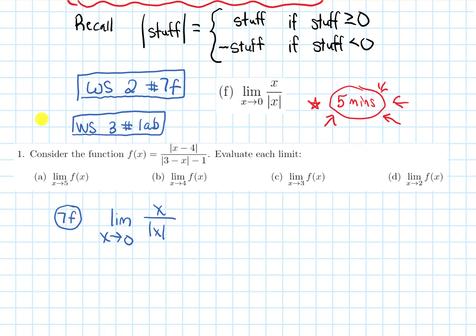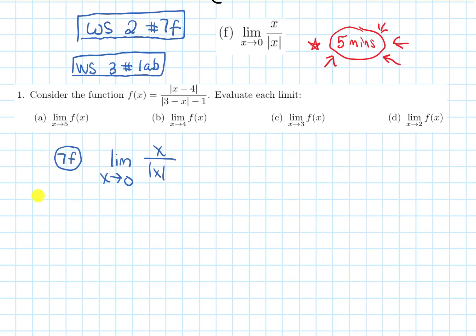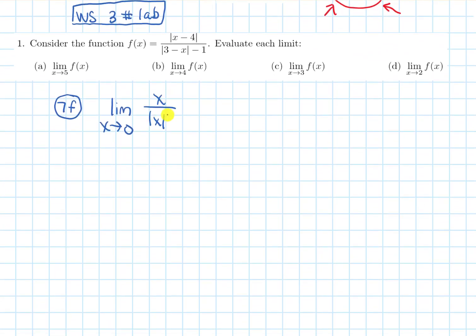Alrighty, so hopefully you did that. Hopefully you paused it and tried these for about 5 minutes. Let's start to talk about these together. So for 7f, first thing I'll try is plugging in. That's often my first step. And that gives me 0 over 0, which is indeterminate.